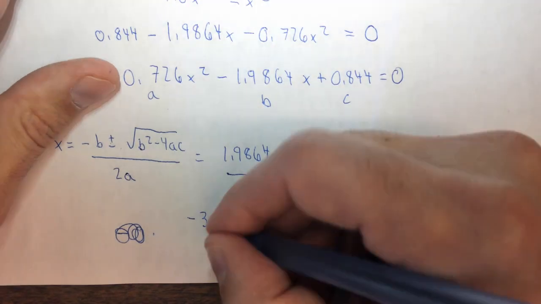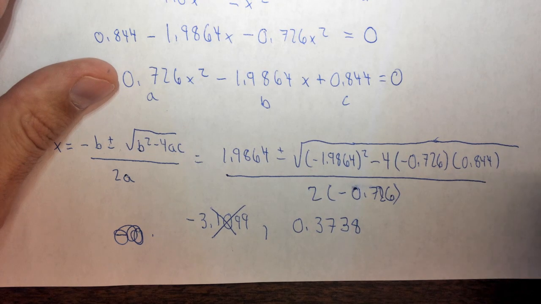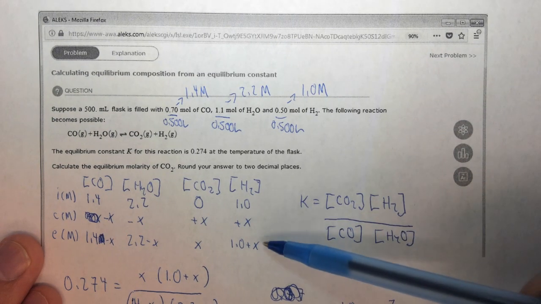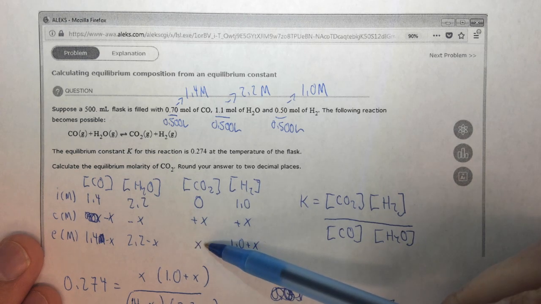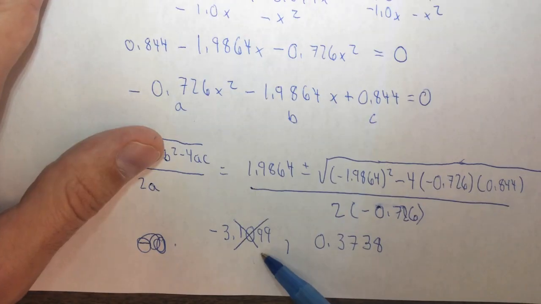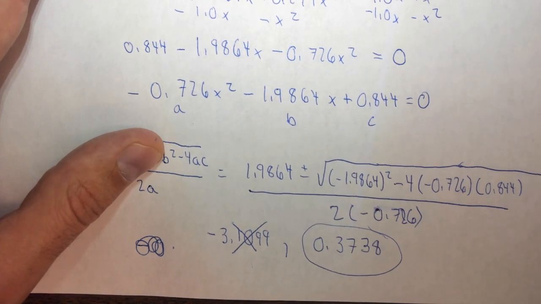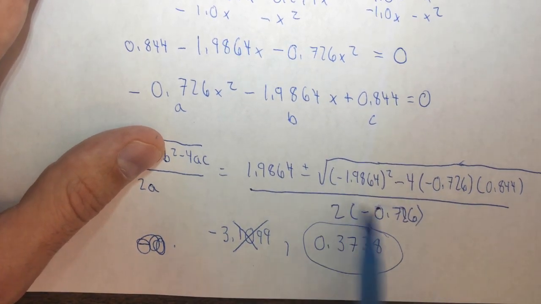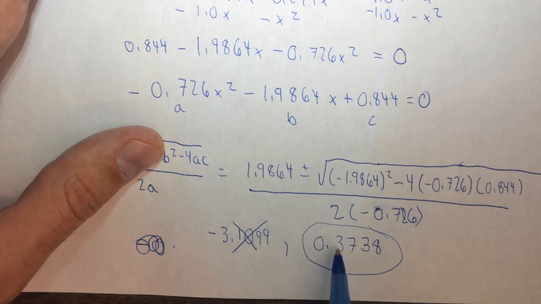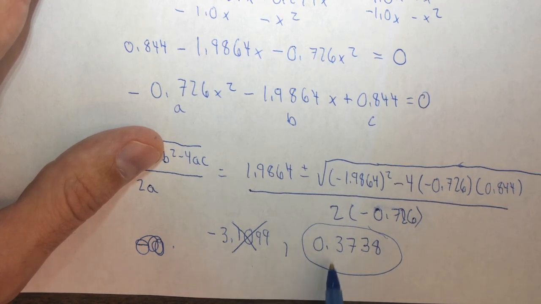So this value of x is not valid because it would lead to a negative concentration in the case of both hydrogen and in the case of carbon dioxide. You would have a negative concentration, and that doesn't make any sense. So this must be the value of x. And again, we solved the quadratic equation twice. We get two values, but only one of them makes sense. So this is the value of x.